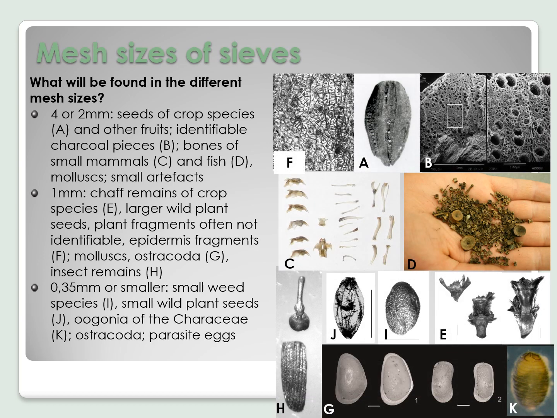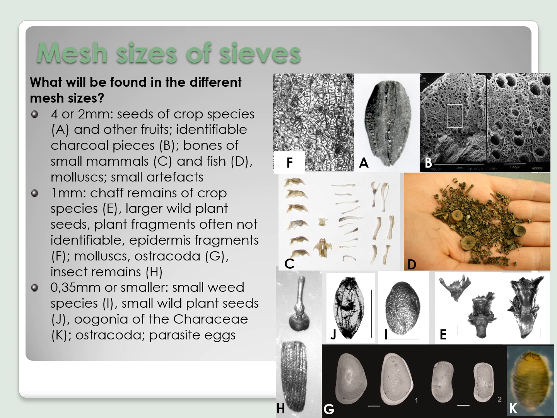So what can be found in the different mesh sizes? Starting with the 4 to 2 mm sieve, we will find seeds of crop species, that is larger fruits, larger seed remains, and also identifiable charcoal pieces. There will be bones of small mammals and fish, mollusks, and even small artifacts in these sieves.